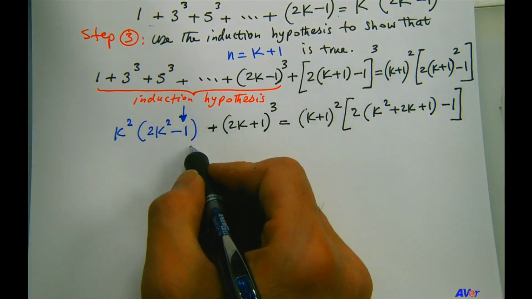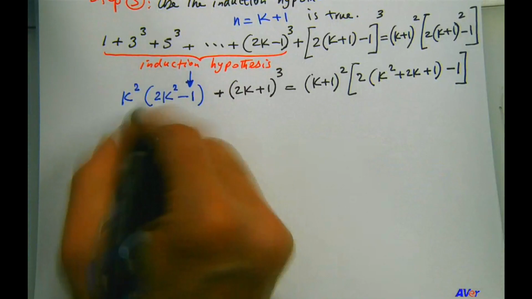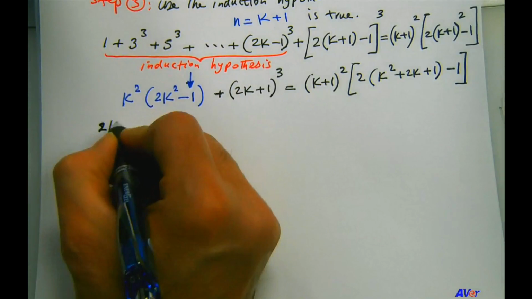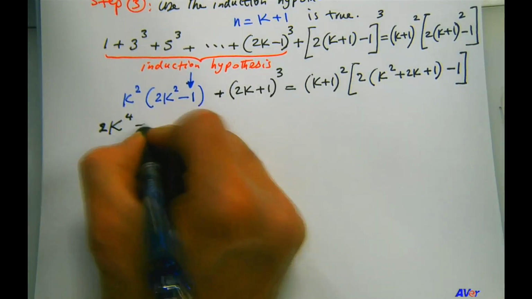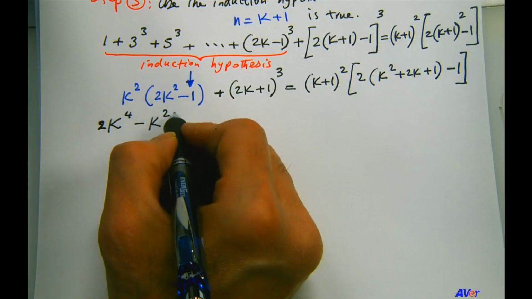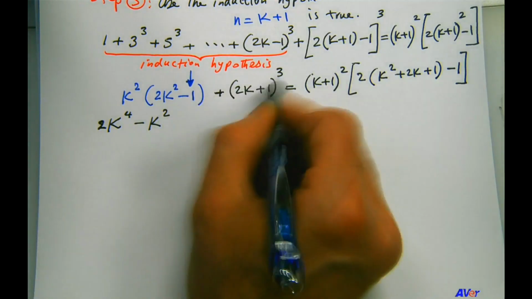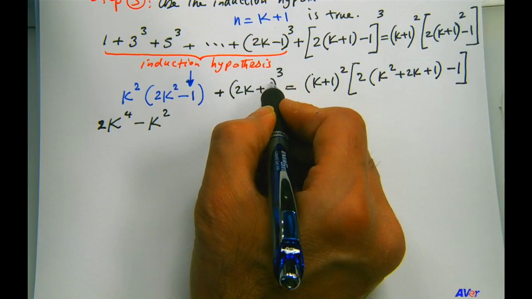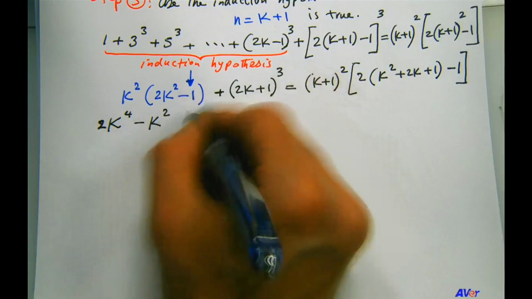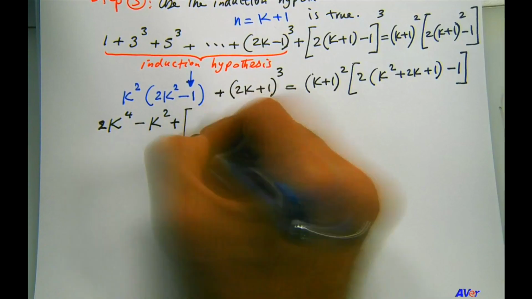So on the left, let's distribute this k squared into this parentheses. So we get 2k to the 4th power minus k squared, right? Distributing this into this and then this into that. Then to expand this, let's expand this as well, 2k plus 1. We have shortcut formulas for all of this, right? So I'm just going to apply that. So plus, let me put all of that in the bracket.